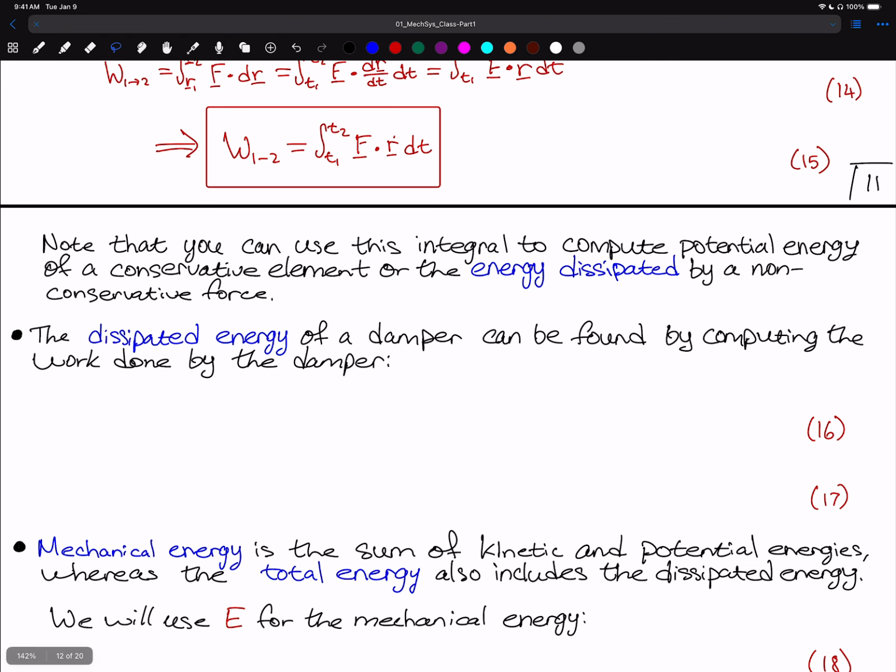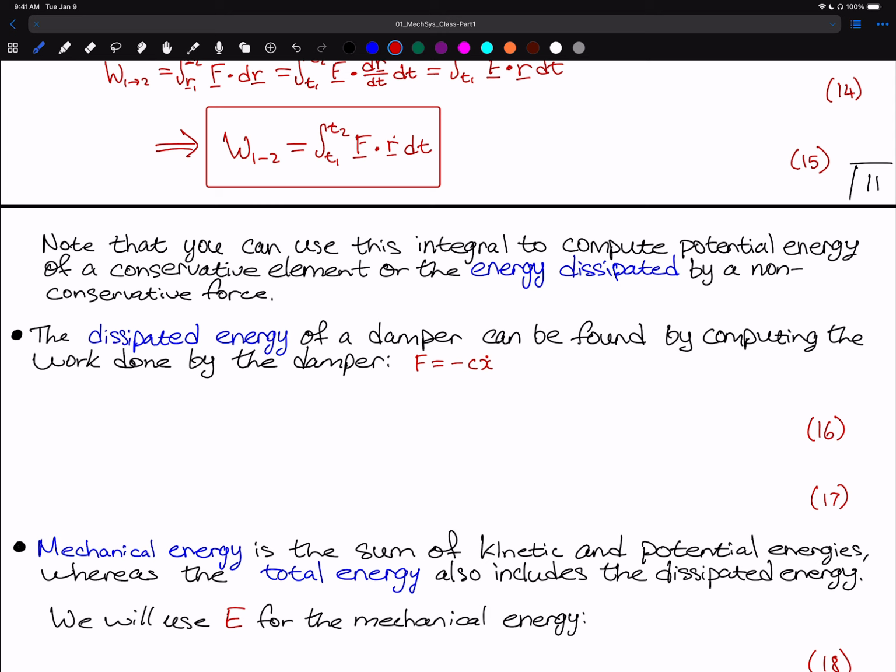Now we're going to talk about what dampers do. We mentioned previously that dampers convert mechanical energy into heat and therefore dissipate that energy. We're going to find that dissipated energy by computing the work done by the damper. So keep in mind that typically the force from a damper is generally going to be equal to minus c times x dot.